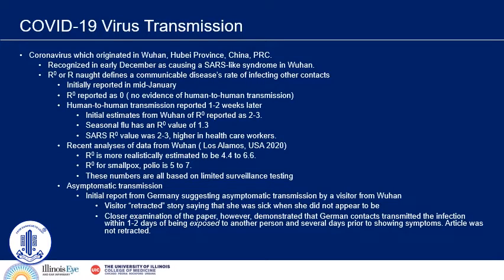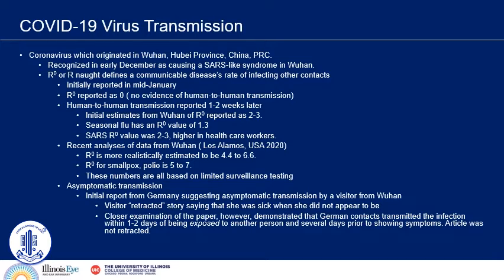Helping further explain these numbers, however, is that there is probably a significant period of asymptomatic transmission, even in patients who are ill. Somewhere between 1 to 3 days prior, they are fully infectious. This was certainly frightening, as the initial report from Germany suggested asymptomatic transmission by a visiting business person from Wuhan. She later retracted her story, saying that she was sick when she did not appear to be, taking Tylenol and a number of other medications to reduce her fever.